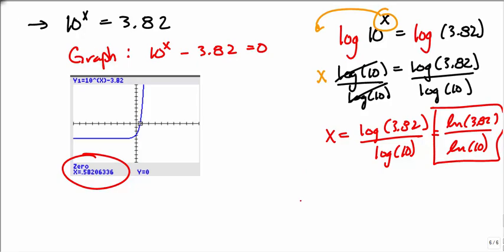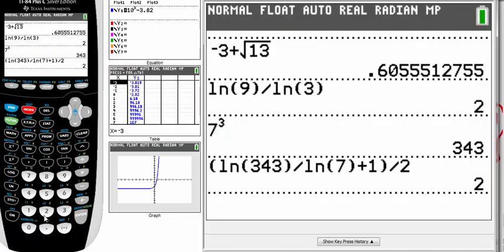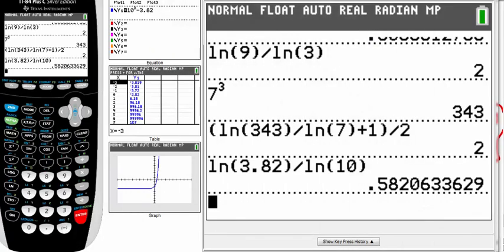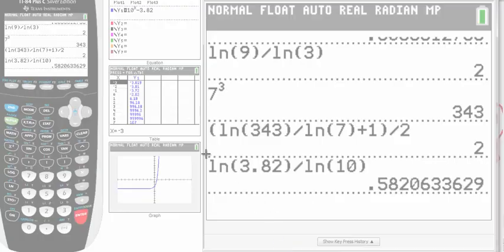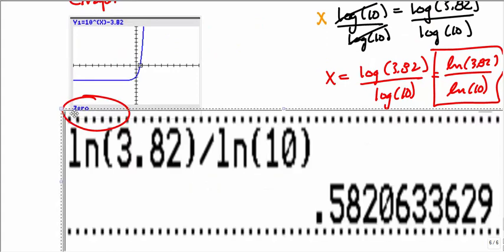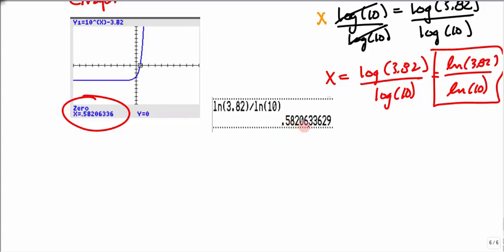And then let's go ahead and jump into our calculator. That's the natural log of 3.82, close parentheses, divided by natural log of 10. Okay, that looks familiar, so I hope that we have a solution here that matches the one that we found with graphing. Let's pop it in and see if they compare. So this is that 0.58206333, etc. It matches perfectly.